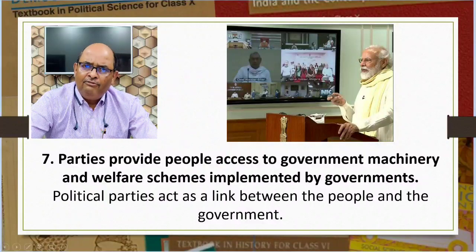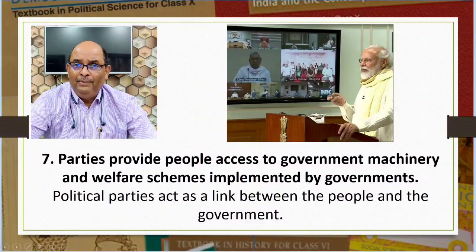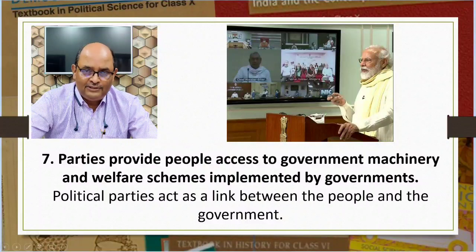And whenever the government launches some welfare schemes, the party workers make a concerted effort to reach out to the beneficiaries of different schemes so that the people are informed about the scheme and they take full benefit of the schemes. So students, you must have understood the functions of a political party. The 7 points that were given in the book I have just discussed with you.